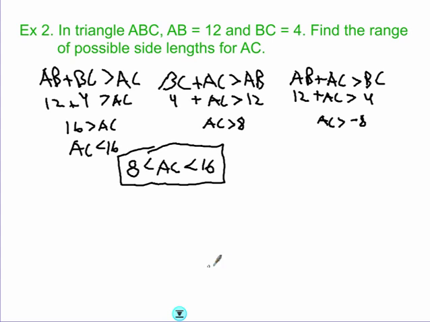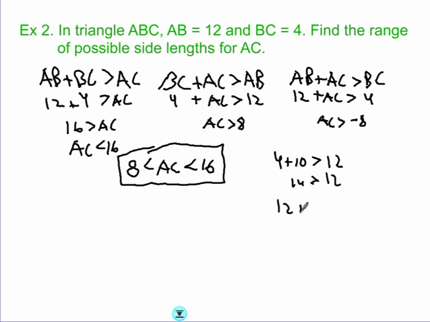AC could be 9, it could be 13, it could be 15, it could be 14.2. Doesn't matter. If we pick any number in here, let's say we use 10. I know my other two sides are 12 and 4, so what if I say 4 plus 10? I want that to be bigger than 12. Well, it is. 14 is bigger than 12.